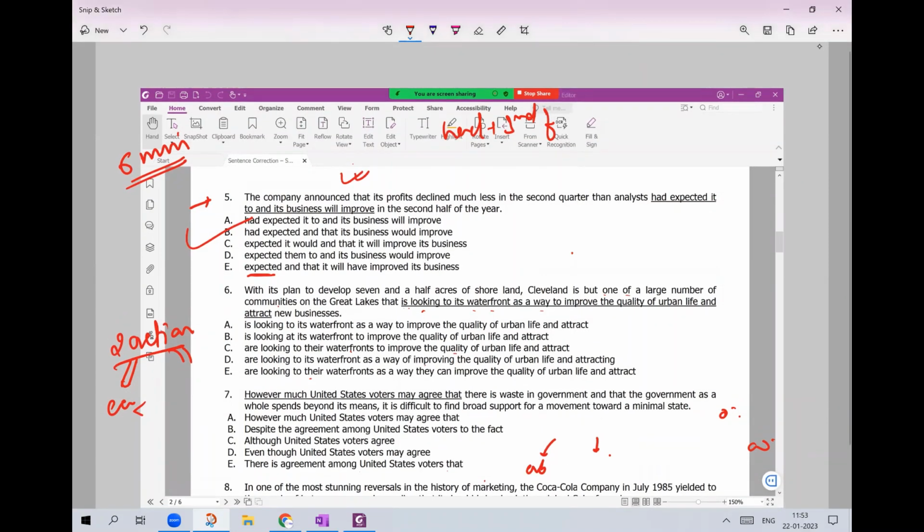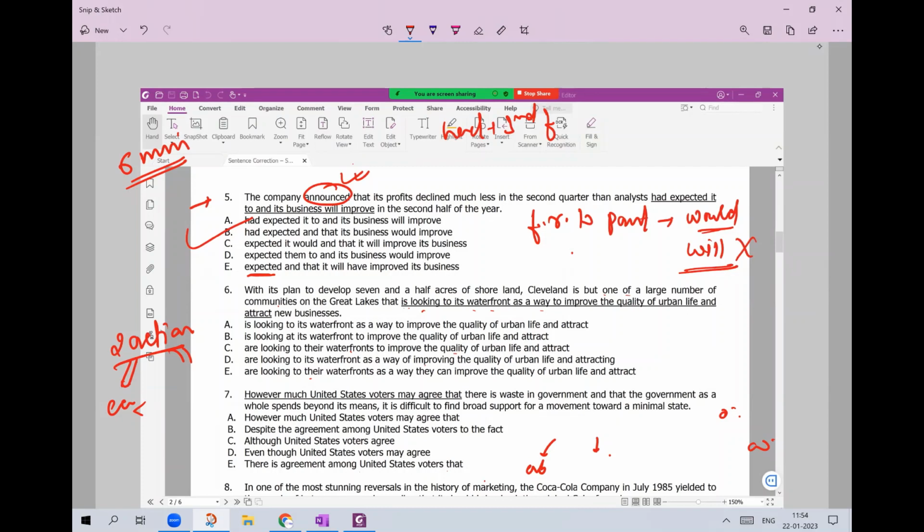Please remember, guys, future with respect to past, in GMAT, not just in GMAT, in your normal life also, always use "would." Always. Never ever use "will." You should never use future with respect to past. The company announced, so this is a past. And "that its business will improve" is wrong. It should be "business would improve." So C says "will improve," this is also wrong. And E says "it will improve," this is also wrong. So there is another pointer also that you can mark C and E wrong.